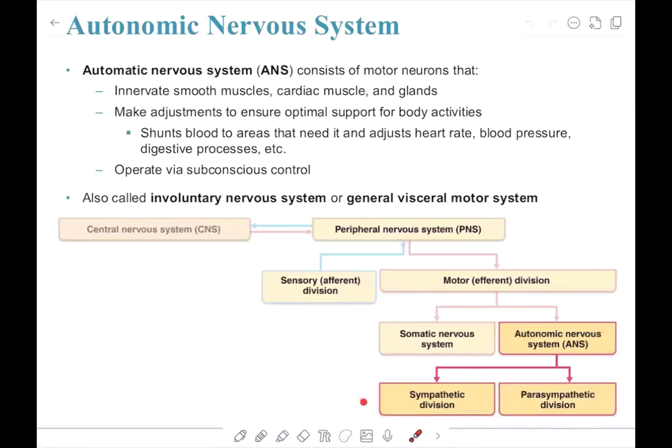corner of your slide. It's motor neurons that innervate smooth muscle, cardiac muscle, as well as glands. And it all works automatically to make adjustments to ensure optimal support for all body activity. So this would include things like adjusting the heart rate, the blood pressure, digestive activities, and it works with subconscious control, which of course means it's involuntary, or also called general visceral motor system.